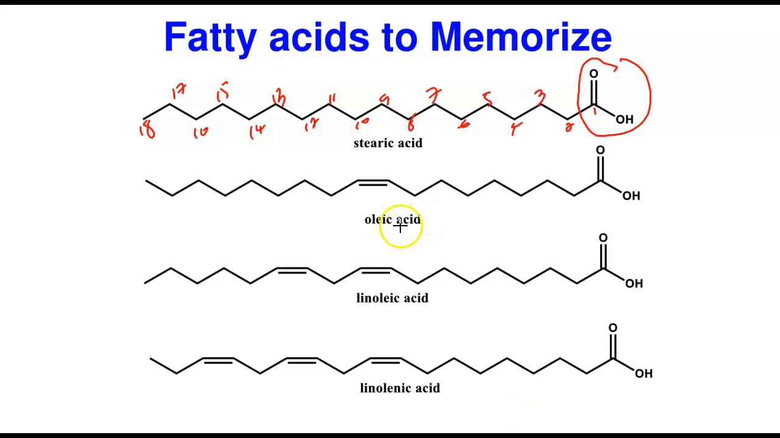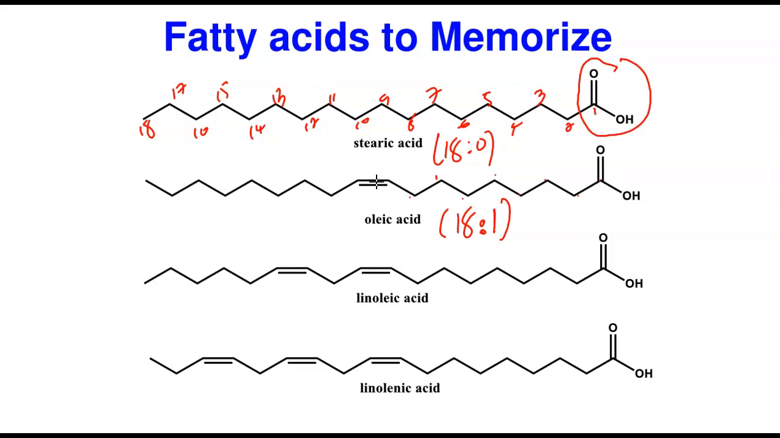The stearic acid, like I told you earlier, is 18:0. This one is 18:1. It has a double bond here. And if you count the double bond, it's at carbon number 9. If you count 1, 2, 3, 4, 5, 6, 7, 8, 9. So you have to know this. This is oleic acid. Then linoleic acid has 2 double bonds.